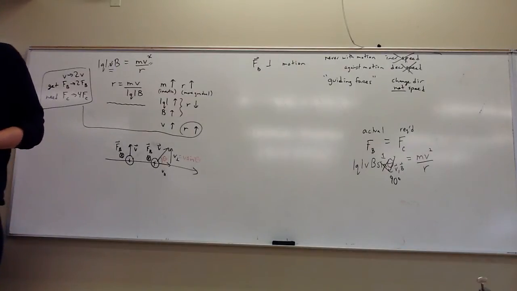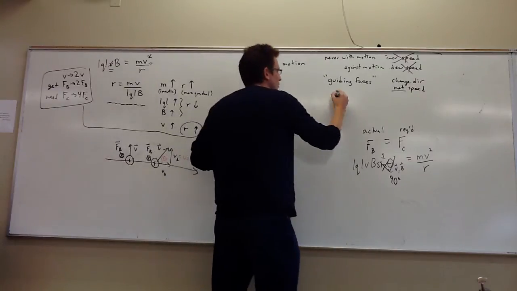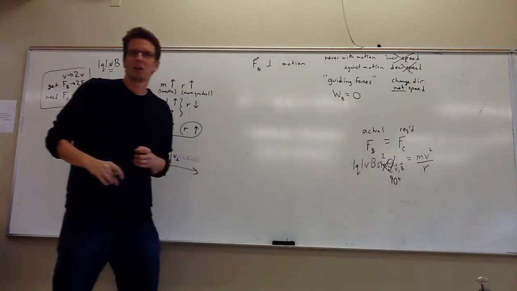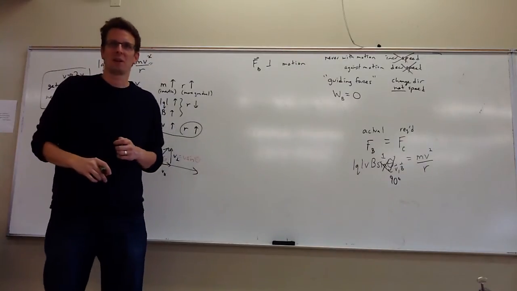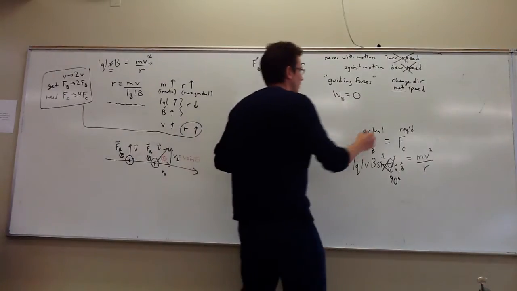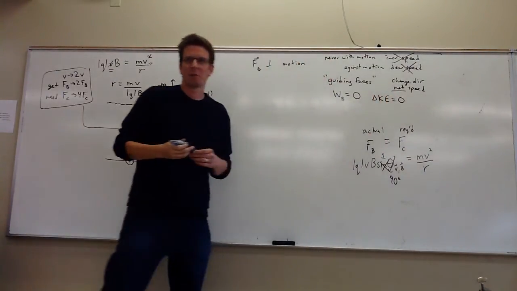We have a fancy word for this in Physics 1. We say that forces that are perpendicular to the motion do no work. So the magnetic field cannot do any work, and of course, instead of talking about speed, we talk about a quantity called kinetic energy, right? So if something can't do any work, it can't change the kinetic energy of the particle, right?